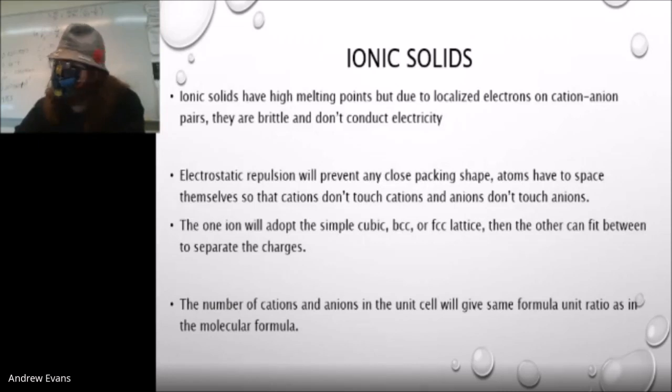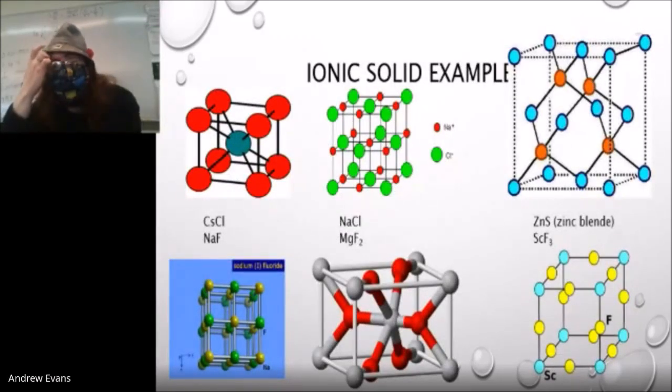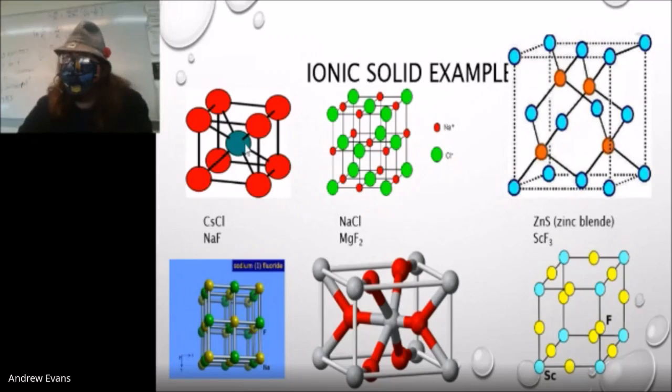If I see 1 zinc, I should see 2 chlorides. Good. So here's just various examples of different things adopting. Cesium chloride, as you see here, cesium adopts the simple cubic, which is 8 corners, so 1 atom whole, and chloride right in the body, 1 atom whole. So 1 atom total in between all the corners and 1 atom in the body, a 1-to-1 ratio.